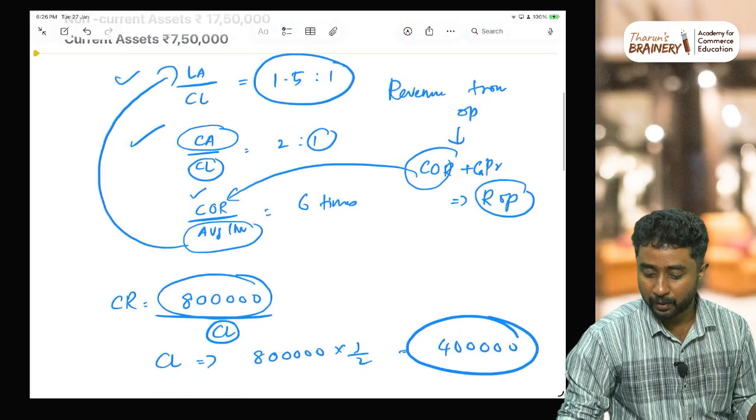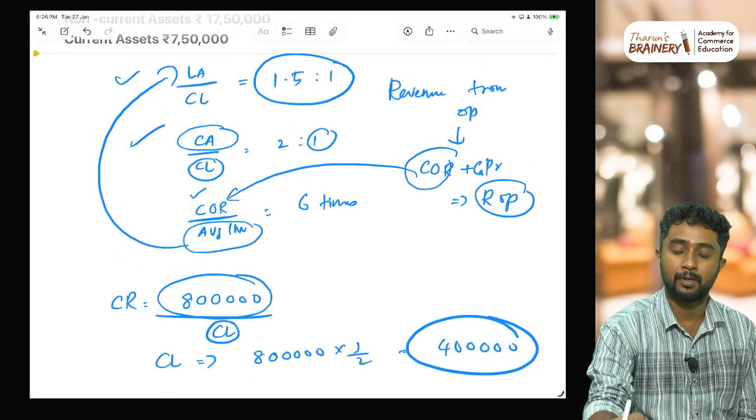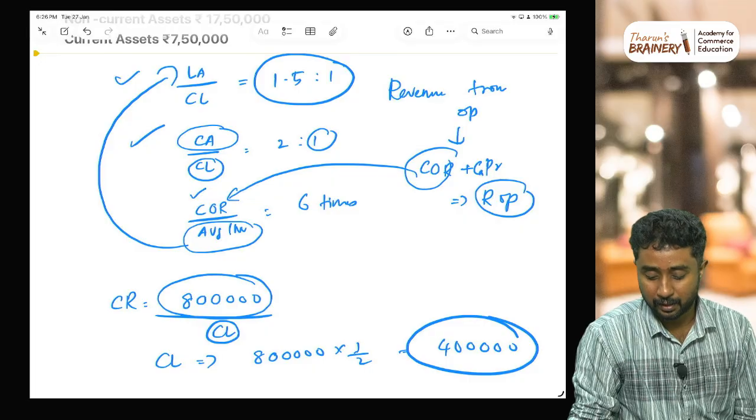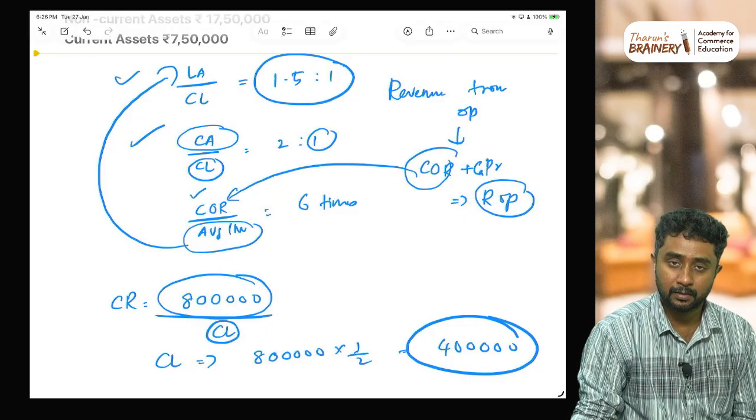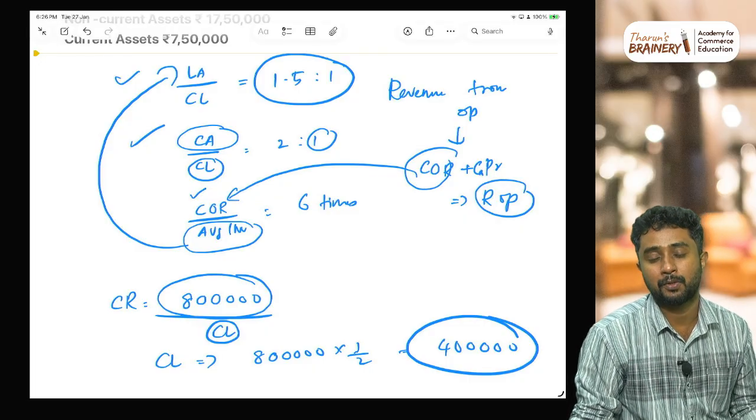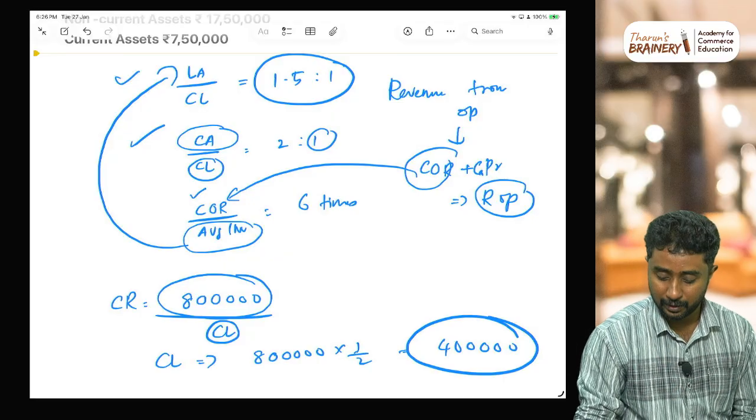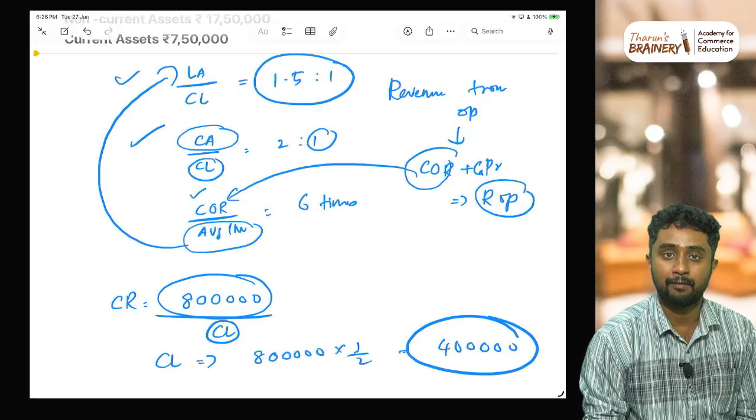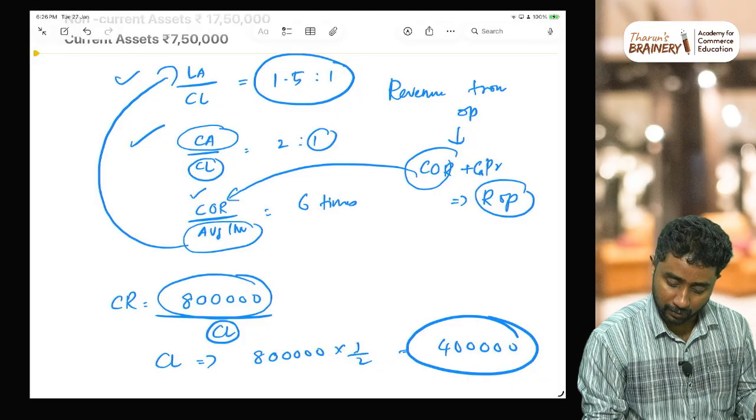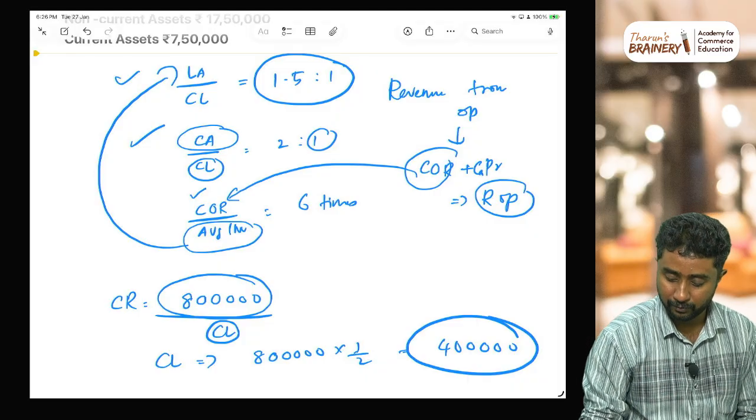Then we go to the next ratio. Why are we going to the next ratio? That is the quick ratio, because if you solve the quick ratio, you can find out how much the inventory is. Inventory is basically needed in which ratio? Average inventory calculation.